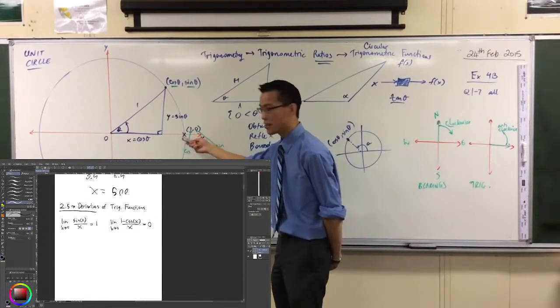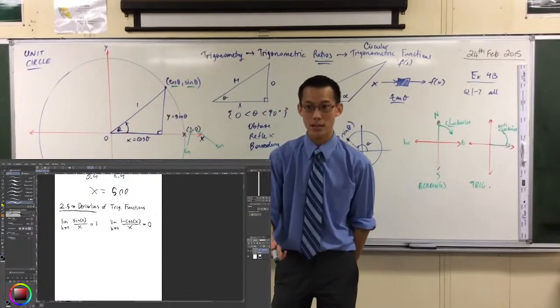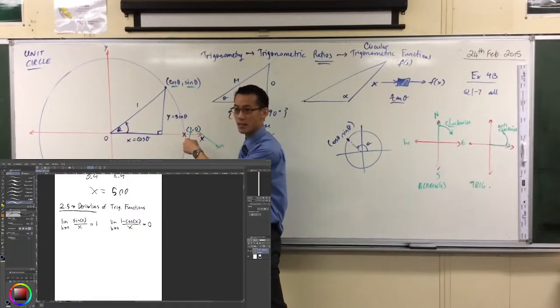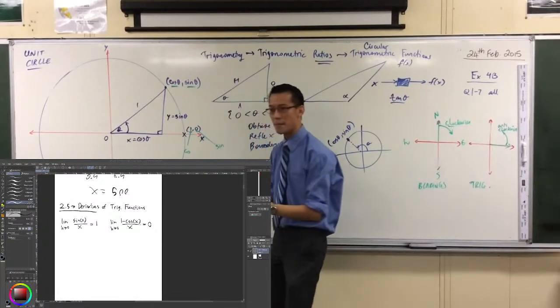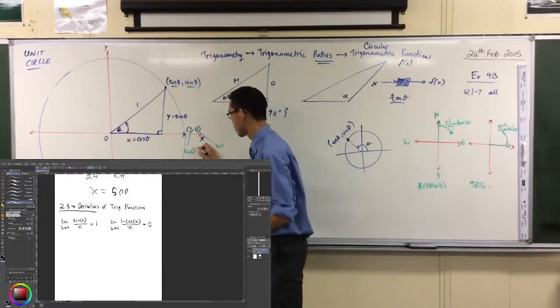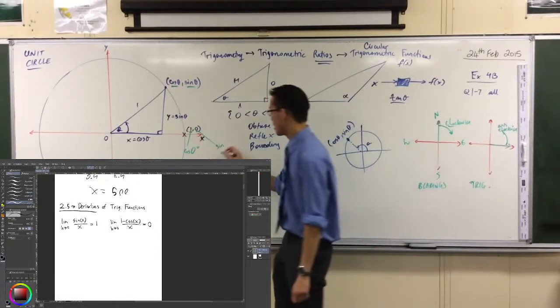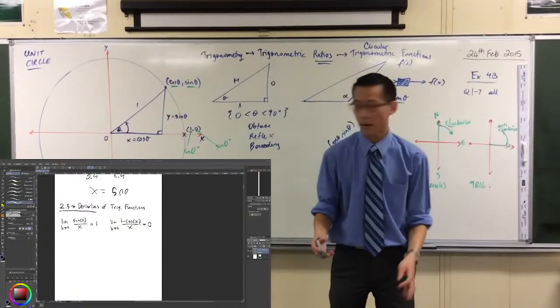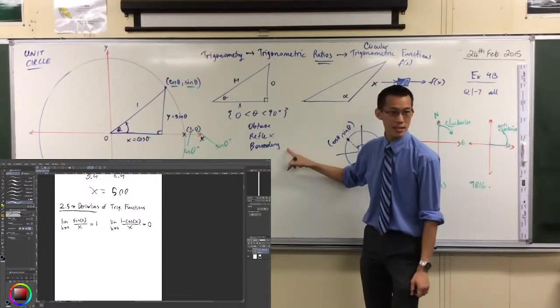And the answer is, the angle is 0 degrees, right? Because I'm measuring from the x-axis and I'm on the x-axis, right? So that means that cos of 0 degrees is 1. And sine of 0 degrees is 0. Okay, I can keep going, right? You see, now I've got answers to these boundaries, right?